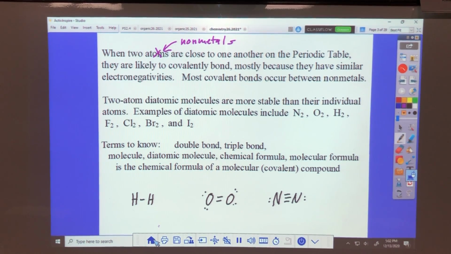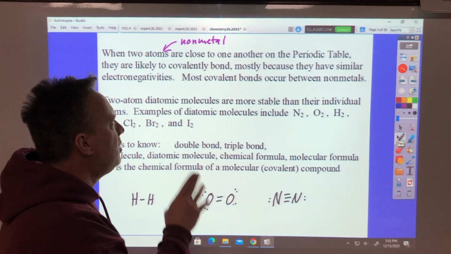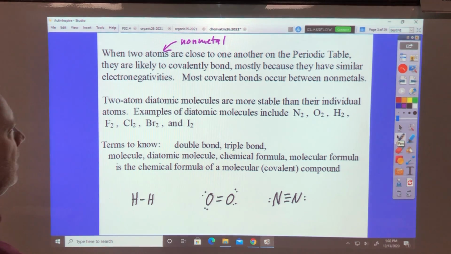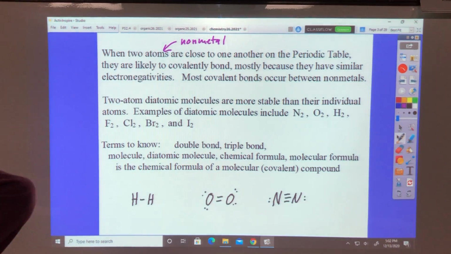When 2 nonmetal atoms are close to one another on the periodic table, 2 metals are just going to metallic bond and you'll have an alloy. If they're 2 nonmetals, they will actually covalently bond. They have similar electronegativities. Most covalent bonds occur between nonmetals.